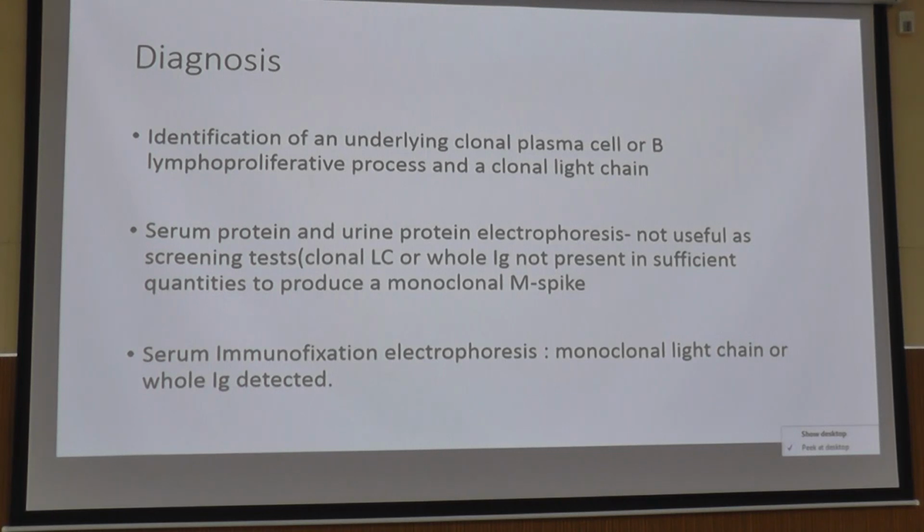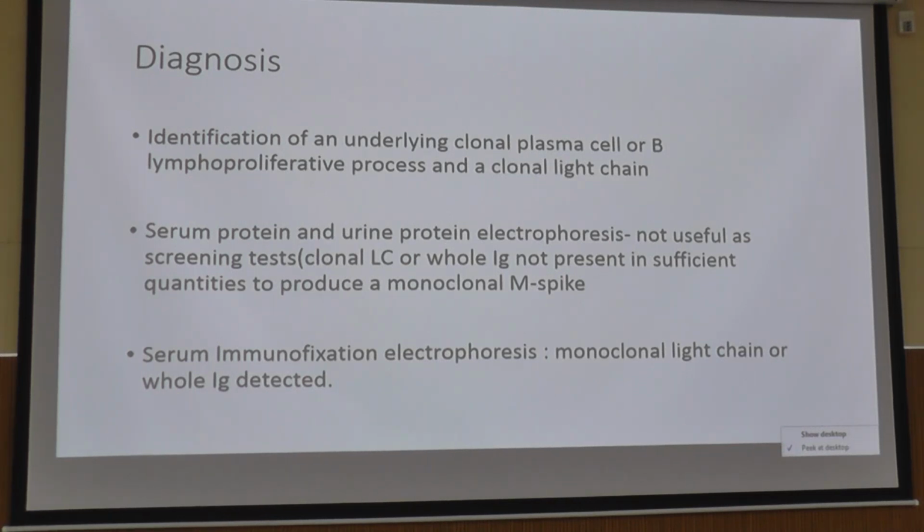Most of the things we need to diagnose, I already told you, just a recap: identification of a clonal plasma cell or a lymphoproliferative process is the most important thing. The first thing you are going to do is a serum or urine electrophoresis, serum protein and urine electrophoresis. They are not useful as screening tests here because there are not sufficient quantities to produce a spike. Whenever you are thinking of myeloma, the first thing you see is the altered albumin globulin ratio; the AG ratio is altered.